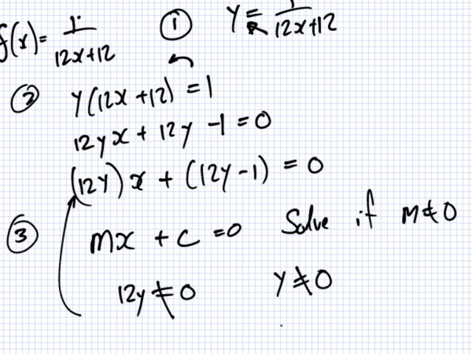So this is the answer. The range is all the real numbers except 0. So you do get every value of y except for 0. And if you look back at the question, that kind of makes sense. It's impossible for this fraction to be 0 because you only get 0 when the top is 0. And could the top be 0? No, never.